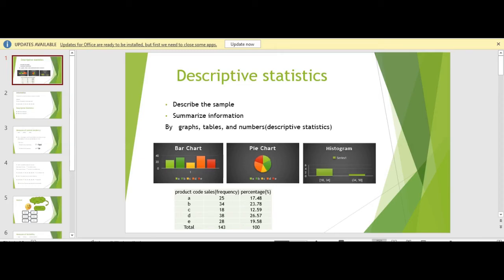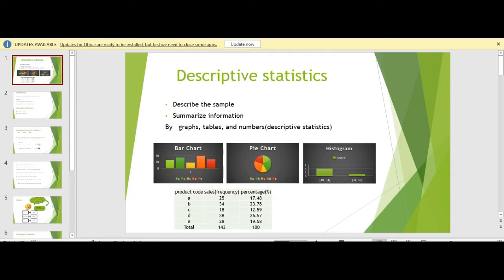Hello everyone. In today's video, we are going to talk about descriptive statistics and we'll find out what they are and have an example to make it more clear. Descriptive statistics are used to describe the sample or summarize information about them. You can organize your data into graphs, tables, or describe them just by numbers, which are called descriptive statistics.